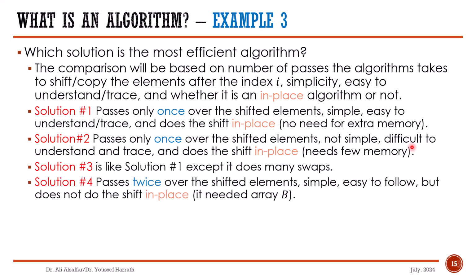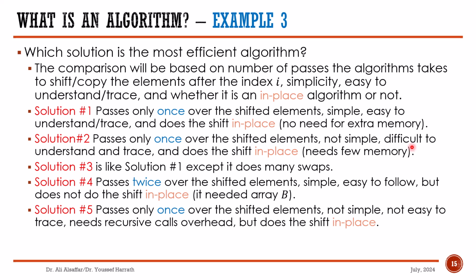For the fourth solution, it copies all elements that need to be shifted to a backup array, adds the new element at index I, and then it copies back the shifted elements to the array. The algorithm uses two separate for loops. This is why we say that it passes twice over the shifted elements. The first time when they are copied to the backup array, the second time when they are copied back to the array. The algorithm is considered simple and easy to follow and trace. But it is not considered as an in-place algorithm because for the worst case, it needs a backup array that has the same size as the array itself.